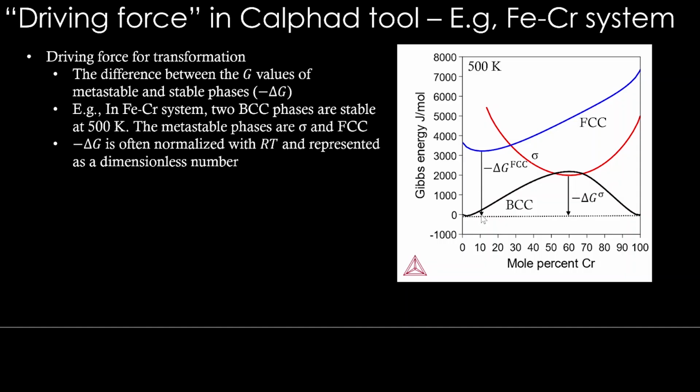But when you bring it there at the initial moment, it is not going to transform immediately. Therefore, it is called a metastable state at that temperature. At 500 Kelvin, it is a metastable state. How much is the driving force for it to change to the two BCC phases? That's what we are talking about here.